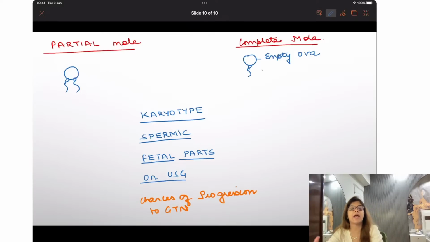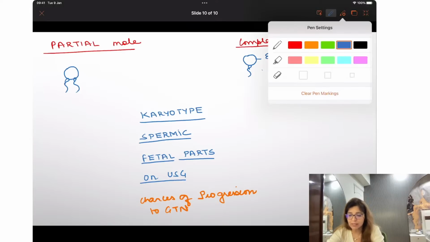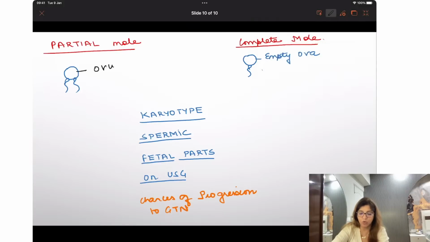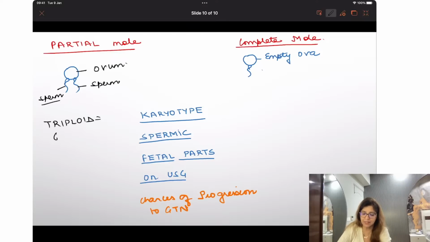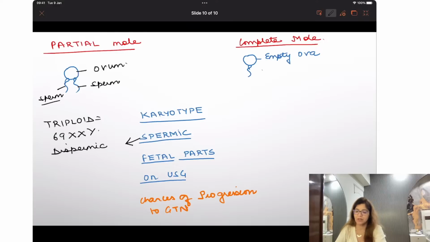Last thing which you have to know is, as I told you, molar pregnancy could be a partial mole or a complete mole, right? How is a partial mole formed? In a partial mole, there is an ova which is fertilized by 2 sperms. So the karyotype of a partial mole is triploid, that is, 69XXY. Now, there are 2 sperms fertilizing a single ova, so it is dispermic. Right?